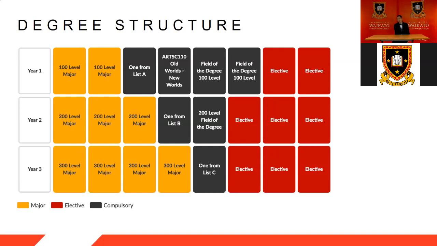So we have a universal degree architecture, or a structure, that we all follow regardless of what faculty or division or school we belong to. And that is made up of these yellow sections, black sections, and red sections.